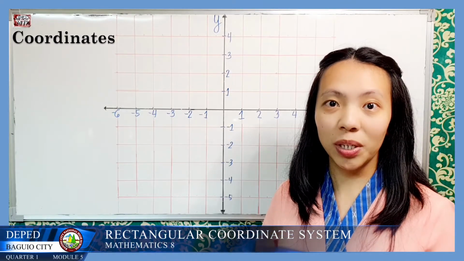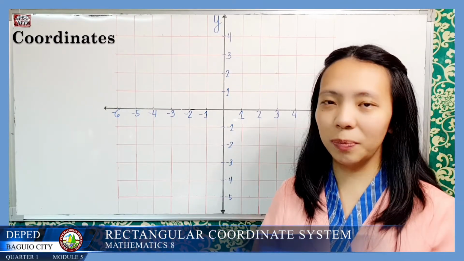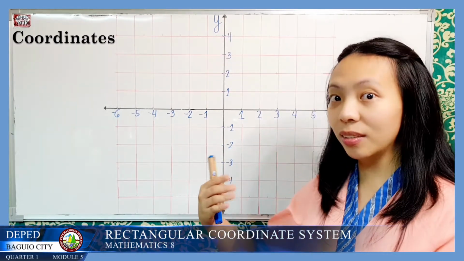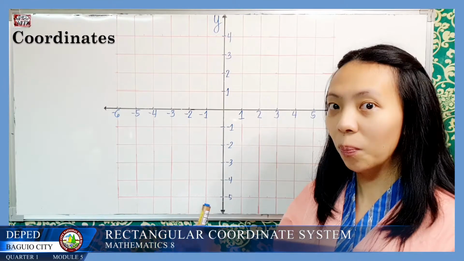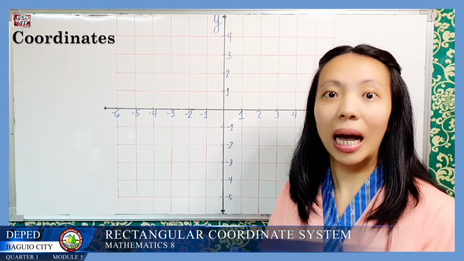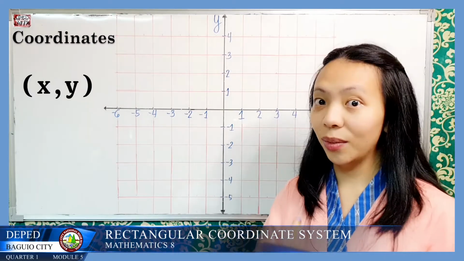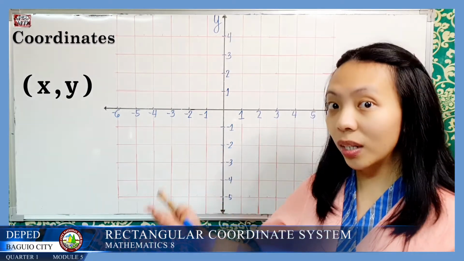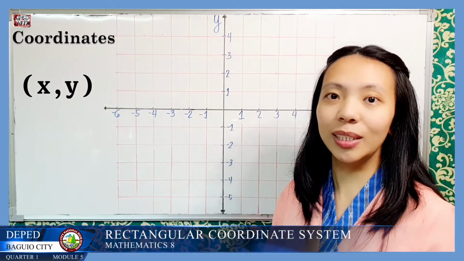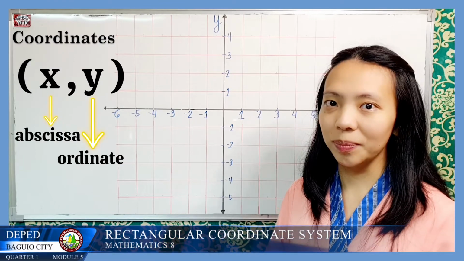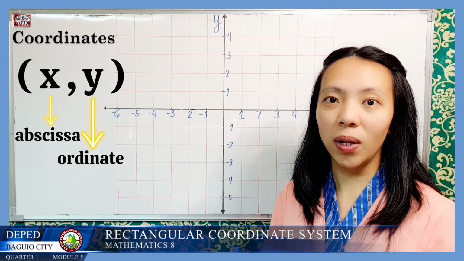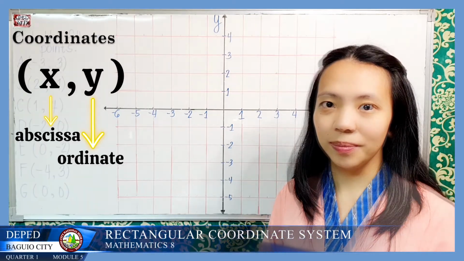This pair of numbers is an ordered pair. Ordered because the first number is for the number along the x-axis, followed by the number along the y-axis. Remember the order: x first, followed by y. The x-coordinate is what we call the abscissa. The y-coordinate, on the other hand, is what we call the ordinate.